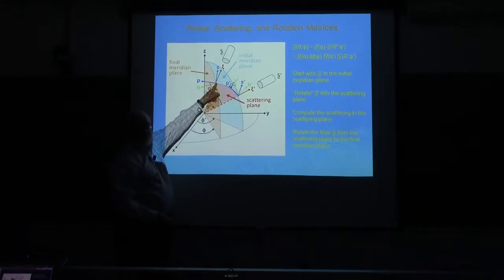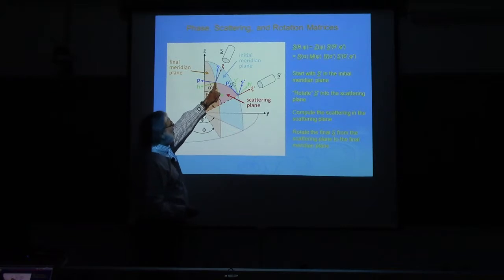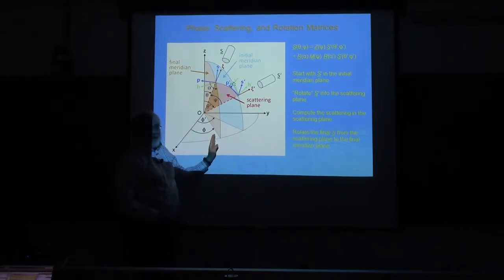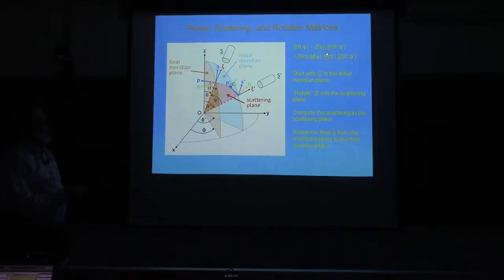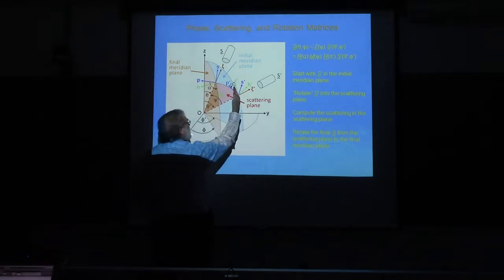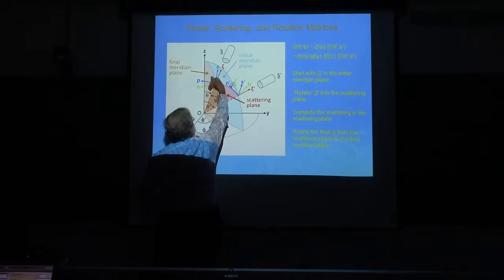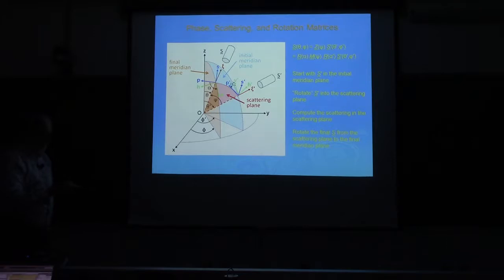Then you end up with the Stokes vector in the scattering plane, and you have to do another transformation. You need to rotate the axes perpendicular and parallel to the scattering plane to get the parallel and perpendicular axes of the final meridian plane. So that's the way it's usually done. You can see here a rotation.